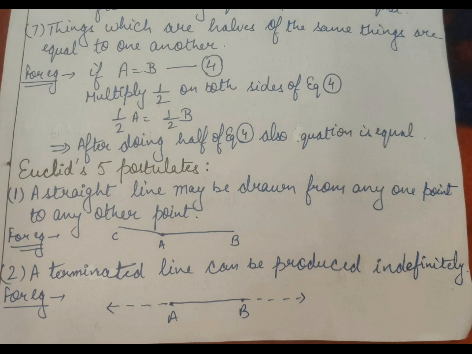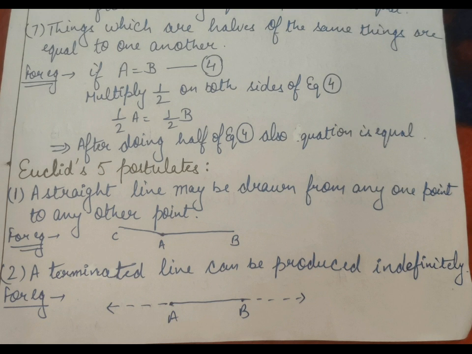Then axiom number 7: things which are halves of the same things are equal to one another. Here also is an example: if A is equal to B and we multiply by half on both sides of equation number 4, then we'll get half into A is equal to half into B. We have halved both sides of equation number 4, and still we are getting an equal equation. So these were the axioms.